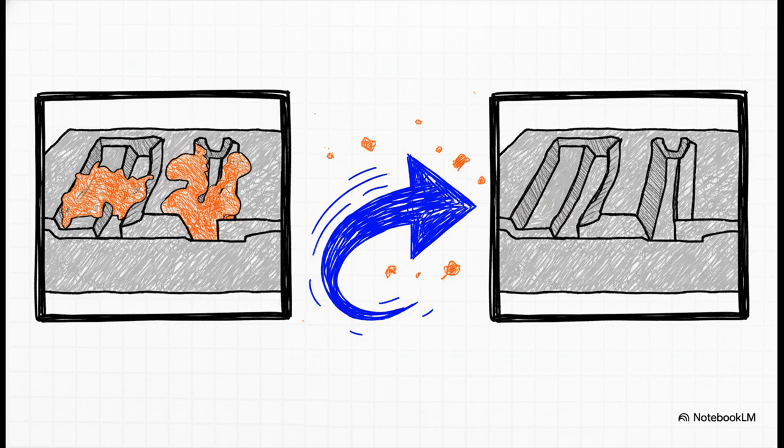So once that etching is done, the photoresist, well, its job is over. It's what the sources call a sacrificial layer. Its only purpose was to take the hit during the etch. So it gets completely cleaned off, and what's left behind is the newly minted, permanent pattern that's now carved right into the wafer surface. And just like that, one layer is complete.